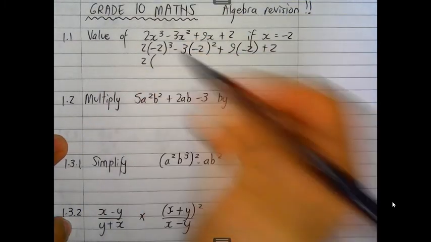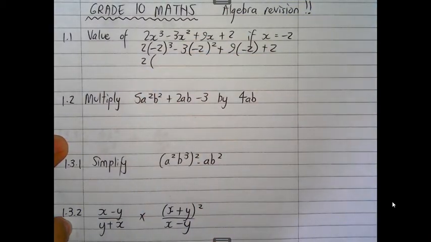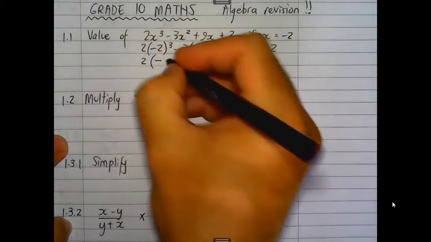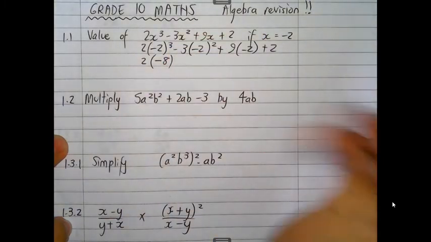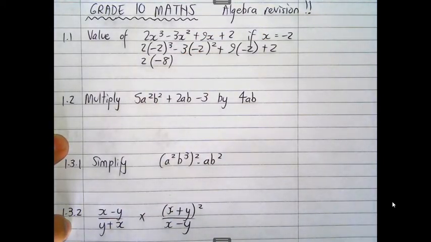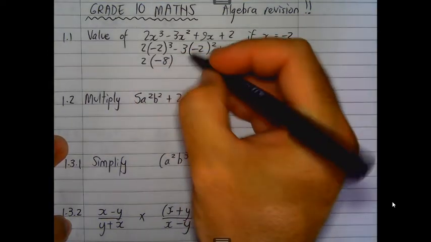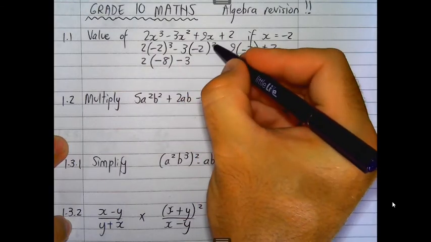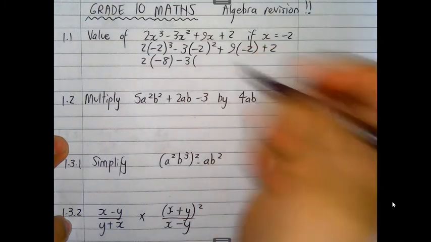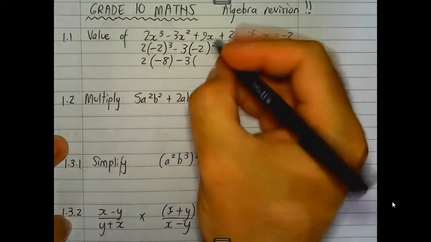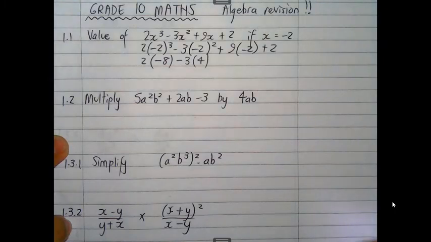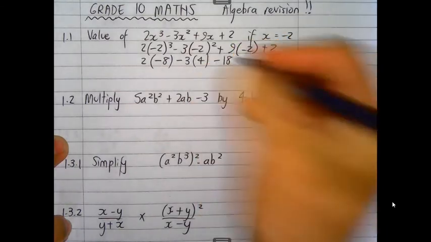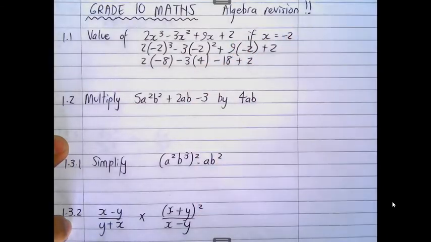Negative 2 cubed means negative 2 times negative 2 times negative 2, which a negative times another negative is negative, and you're going to have that being negative 8. Okay, check on your calculator if you're not too certain, but you should hopefully not need a calculator for that. Negative 3 now gets multiplied by what negative 2 squared gives you. What is negative 2 squared? Negative 2 times negative 2, which is positive 4, because a negative times a negative is a positive. 9 times negative 2 is negative 18, and this plus 2 is just hanging at the end.